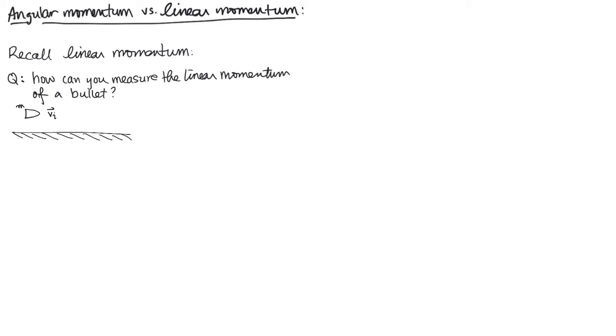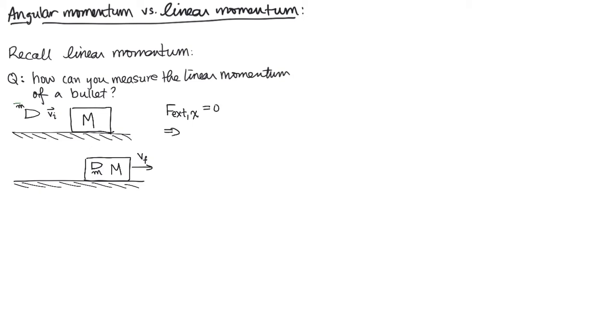Well, one way that people came up with is to shoot it and embed it in a block such that after the bullet is embedded in the block, that system of bullet plus block will move horizontally to the right. And because there's no external force on the system, we know there's no net external force in the x direction on the system, and by system I mean bullet plus block. We therefore know that px, the x momentum, is constant.